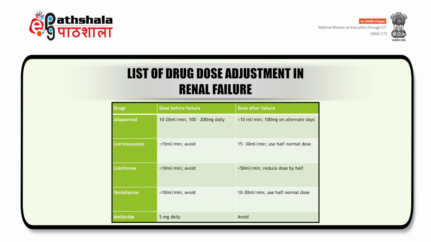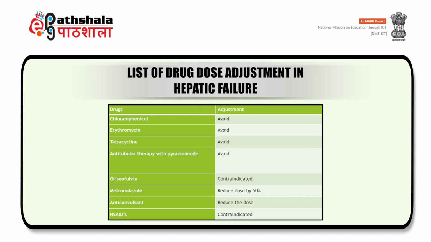Now in the last slides, a list of drugs is given whose doses are adjusted in renal and hepatic failure. In renal failure, we can see that the doses of allopurinol, cotrimoxazole, colchicine, venlafaxine and amiloride are adjusted. The values before and after renal failure are given in this table. Similarly, the list of drugs whose doses are adjusted in hepatic failure is provided in the current slide. These drugs include chloramphenicol, erythromycin, tetracycline, griseofulvin, metronidazole, anticonvulsants, etc.